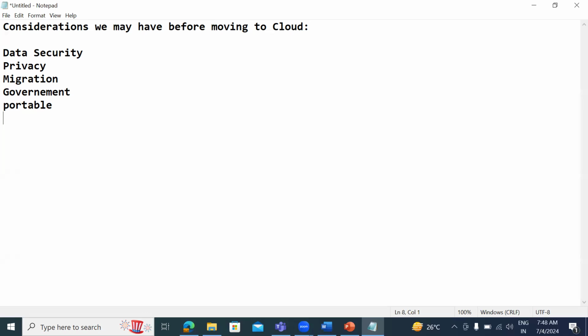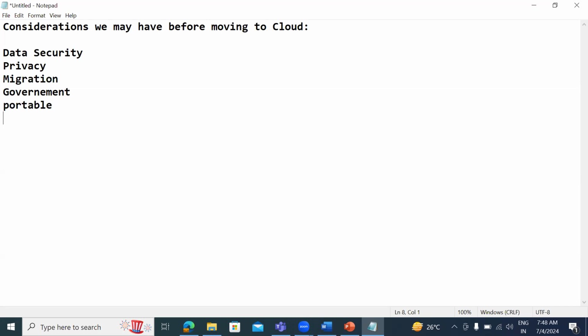But the major challenge comes in how we are going to migrate our applications, because we'll have 10 to 15 years old applications, old servers also maybe running in our data centers. How to migrate all this is also one of the challenges we have. Okay, so these are all the considerations, but cloud has provided the solution for most of them.